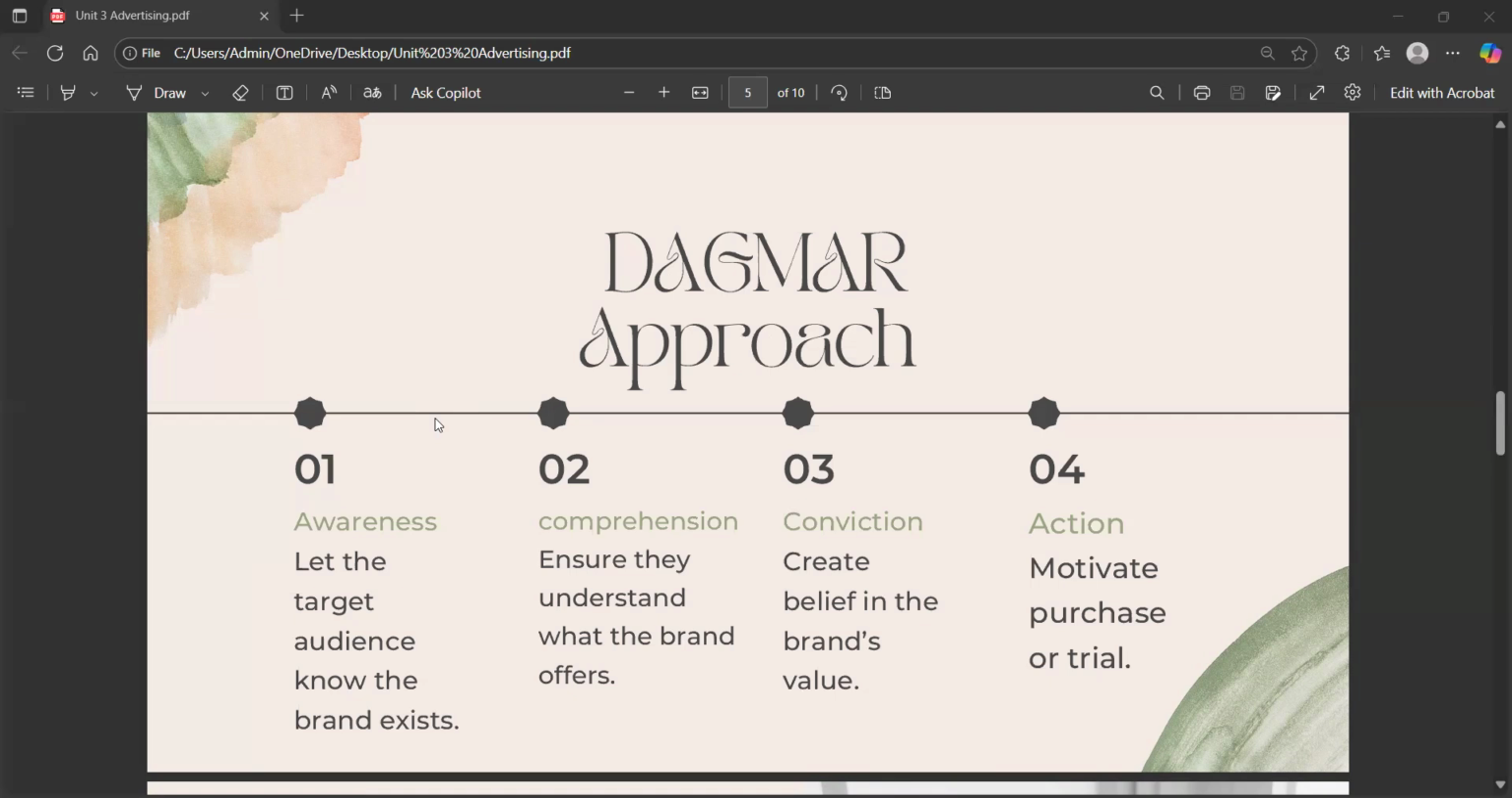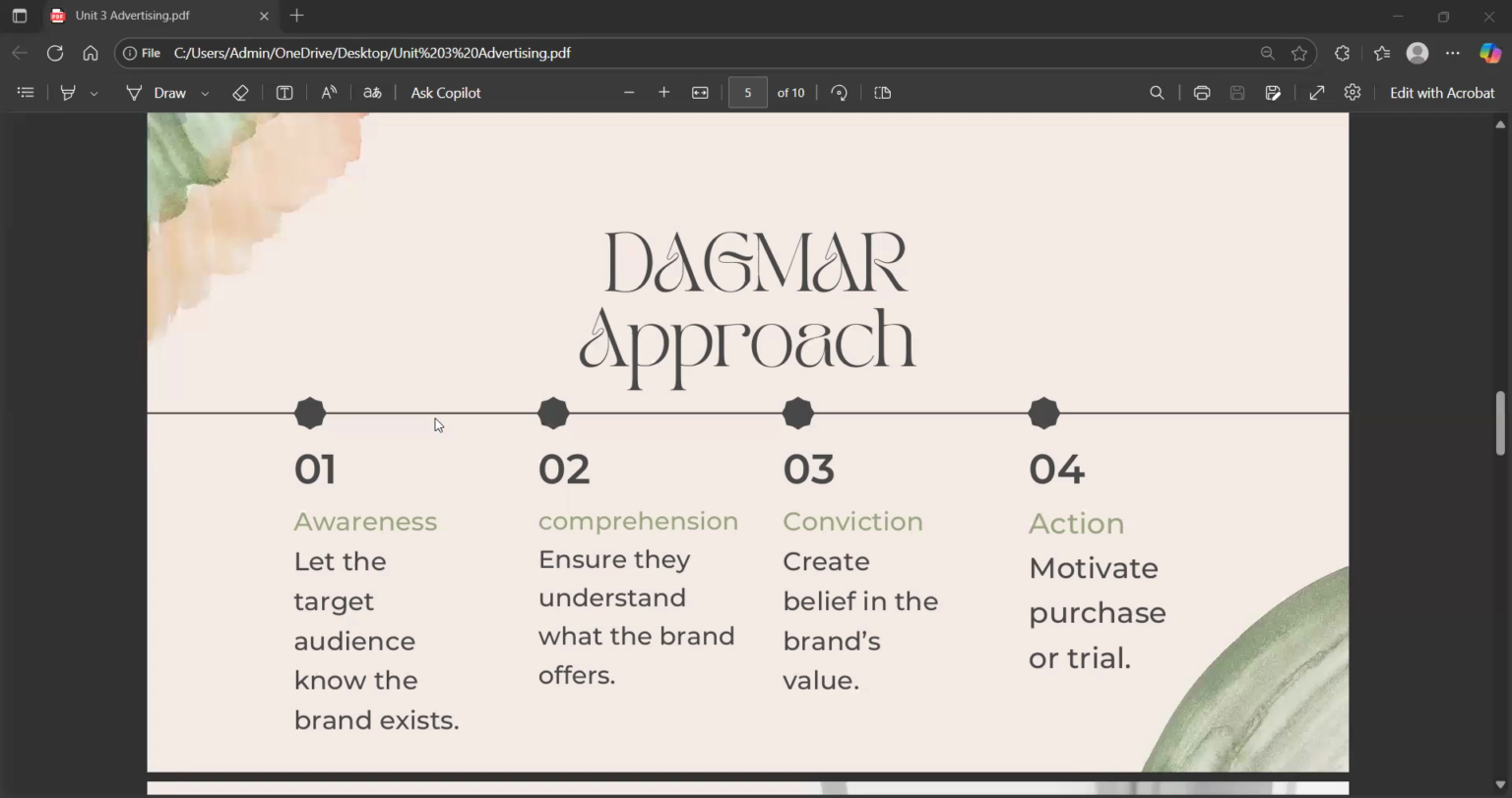Then the second one is comprehension. In that, ensure they understand what the brand offers. So in the comprehension stage, we need to ensure that our customers know about the product offering. The third one is conviction, in which we create a belief in the brand's value. So we have to create a value that the consumer wants from the brand. That is called conviction.